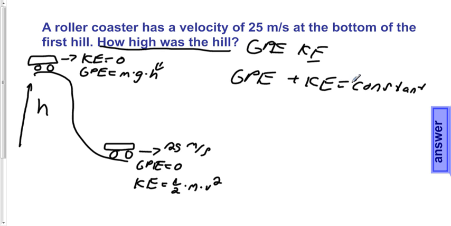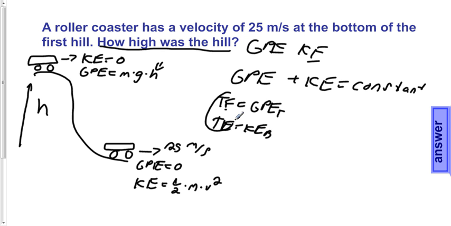If the total energy is to remain constant throughout the problem, and at the beginning there is no kinetic energy, only gravitational potential energy, then we could say that the total energy is equal to the gravitational potential energy at the top of the roller coaster. But at the bottom, where it has no gravitational potential energy and only kinetic energy, we could say that the total energy is also equal to the kinetic energy at the bottom of the roller coaster.